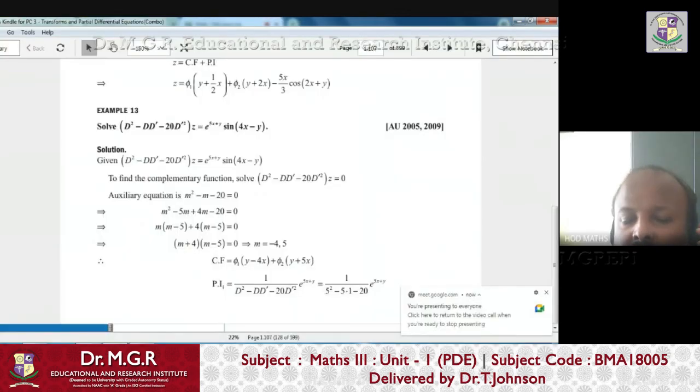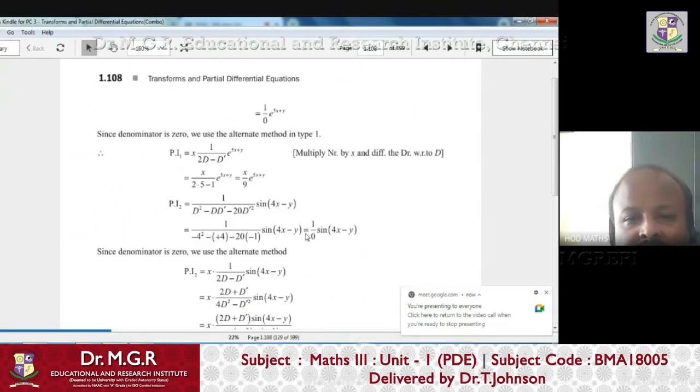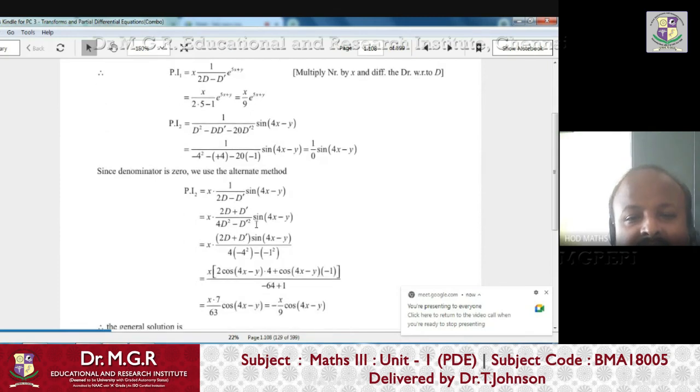Okay, so I will take only 1 minute. I'll finish it off. I'll give you one simple idea. In this topic, they give the particular integral in separate parts, particular integral 1, particular integral 2, and then they work it out. But there is an alternative method, which I will explain now.